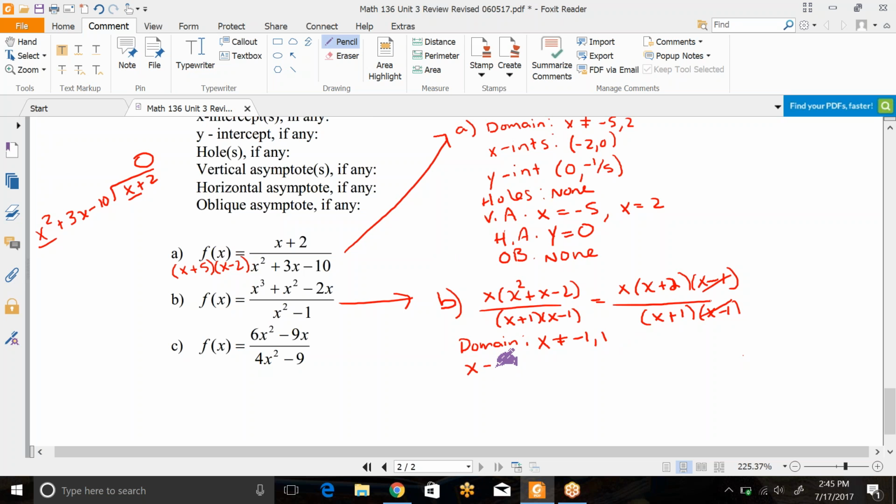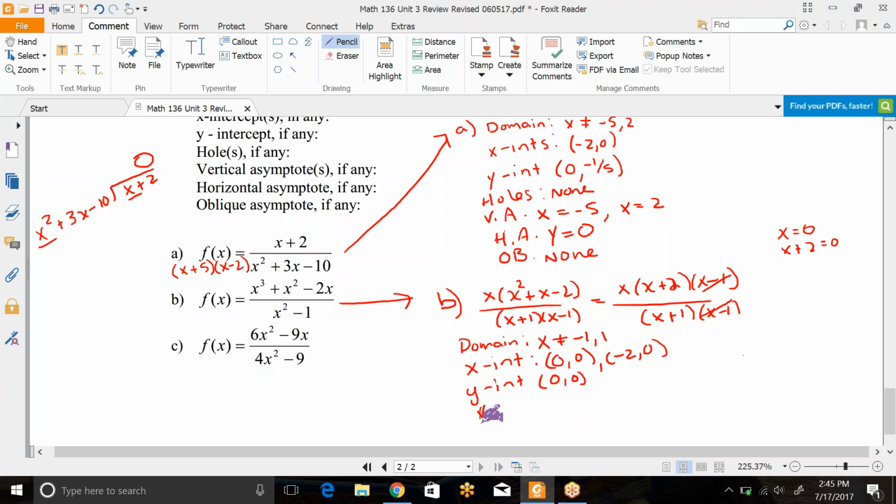The x-intercepts would be anything left over on top that has an x. So we have 2 different x-intercepts, x equals 0 and x plus 2 equals 0. So x equals 0 would be 0, 0. X plus 2 equals 0 would give me a negative 2 comma 0. So there's 2 different x-intercepts. The y-intercept is found by plugging in 0 for all the x's. That makes the whole top 0 over negative 1. So that's just going to be 0, 0.